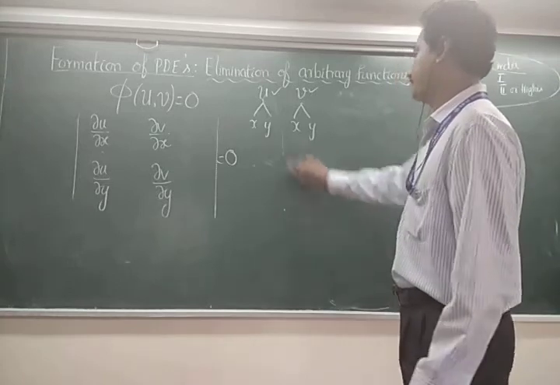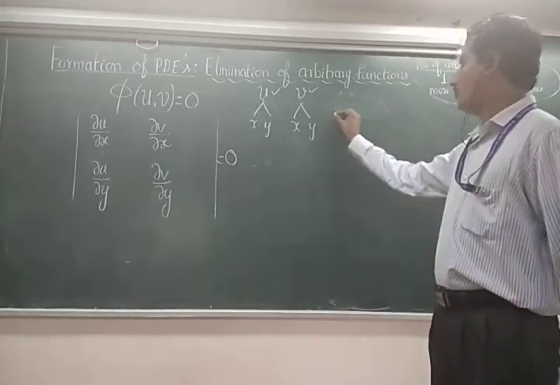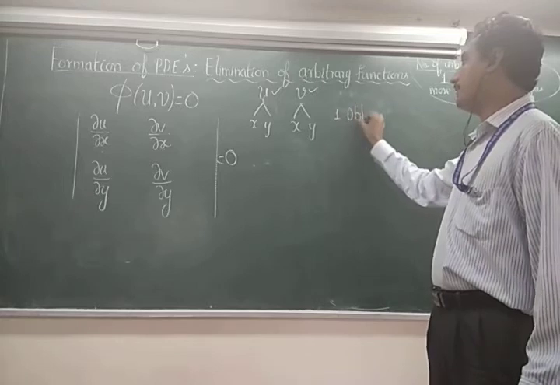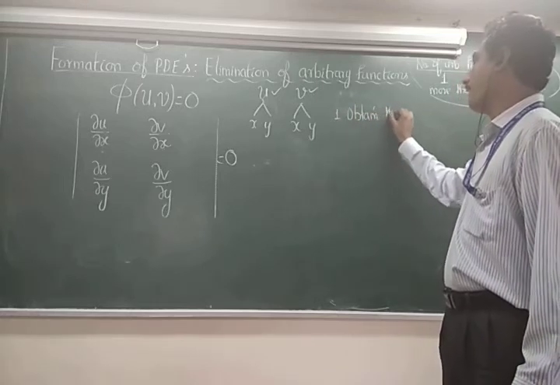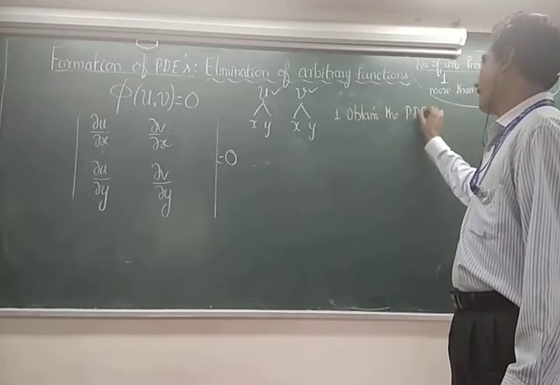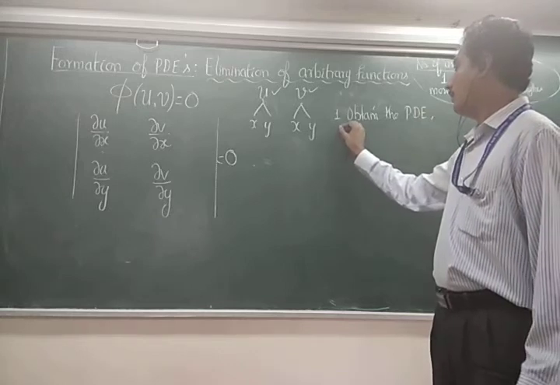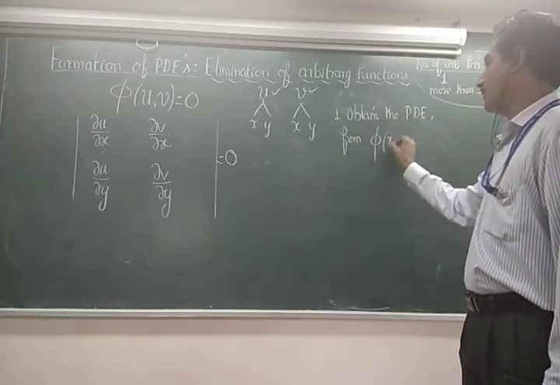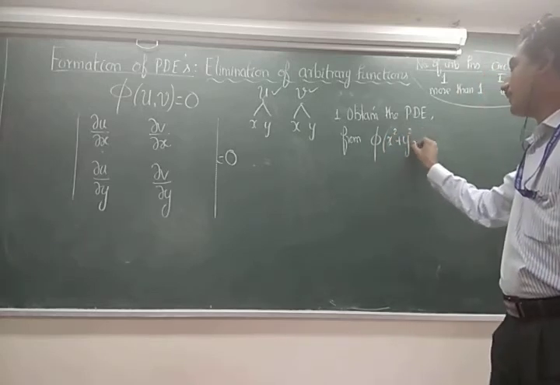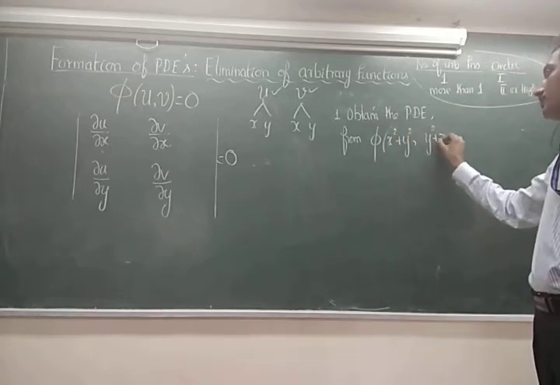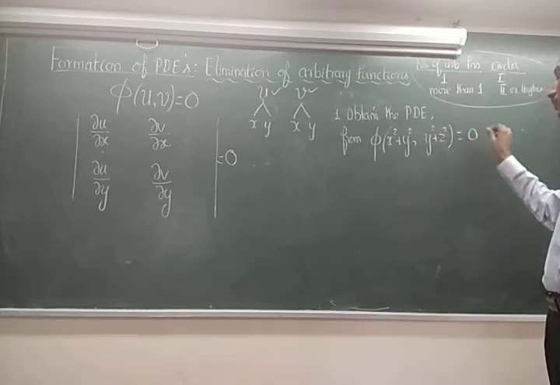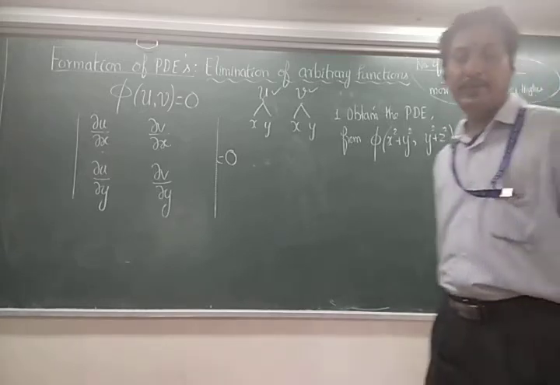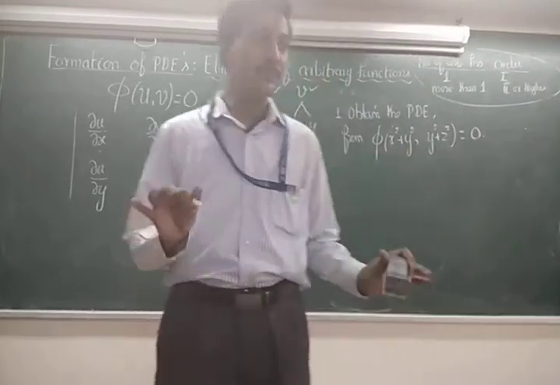Number 1: form the PDE, or obtain the PDE, from phi of x squared plus y squared comma y squared plus z squared equal to 0. That's it. We need the partial differential equation from this.